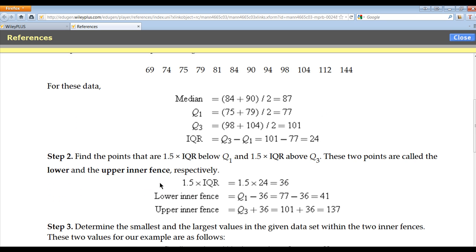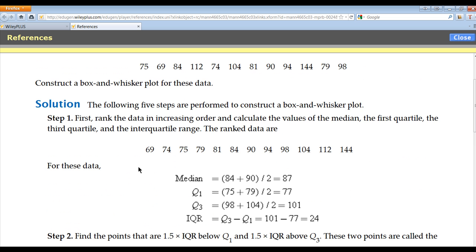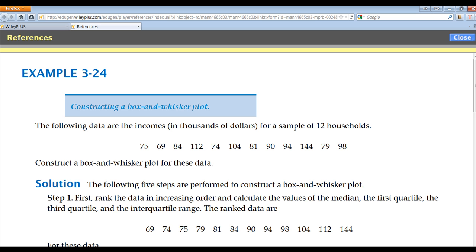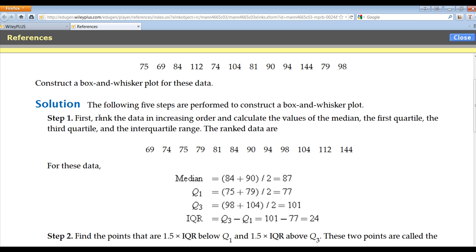So here's the definition of the inner fence. The following data are the incomes in thousands of dollars for a sample of 12 households. Construct a box-and-whisker plot. Step 1: first, rank the data in increasing order and calculate the values of the median, the first quartile, the third quartile, and the interquartile range.